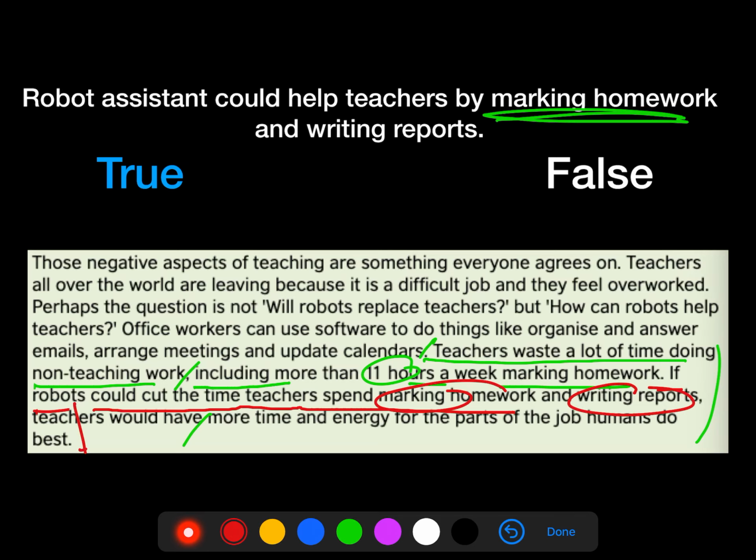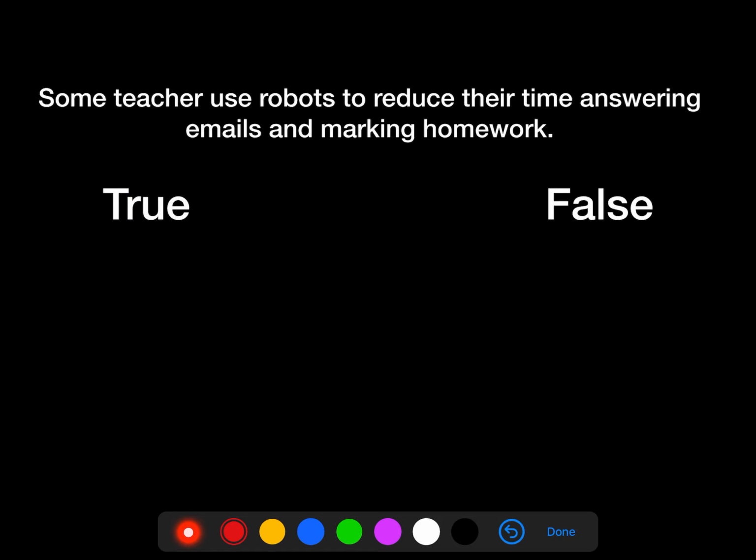Helping the teachers by what? By marking homework and writing reports. And then the robots successfully help the teachers. Okay, that was the answer. So the answer is true, everyone. Very good. So now let's move on to the next question.